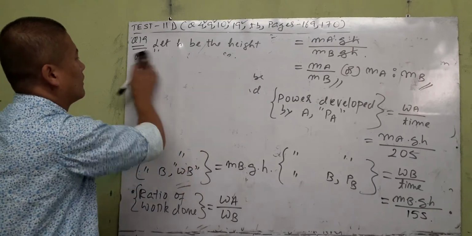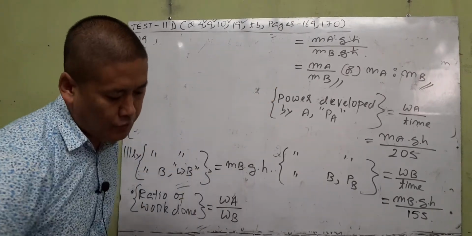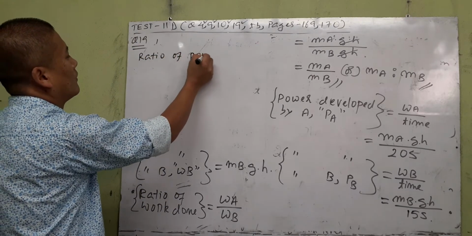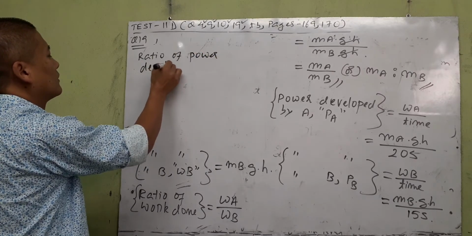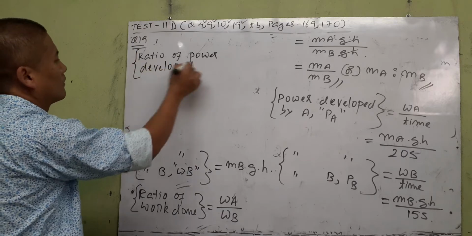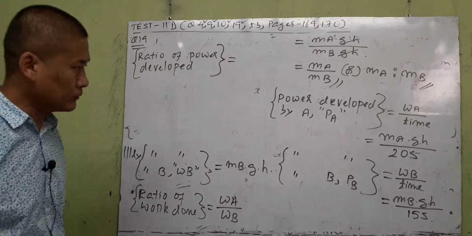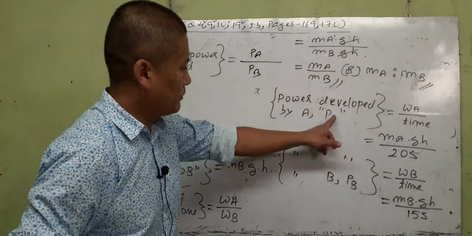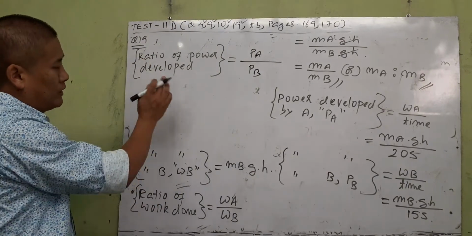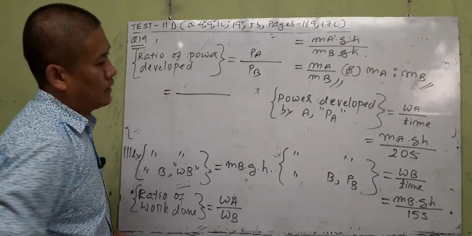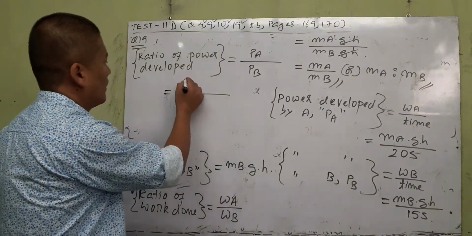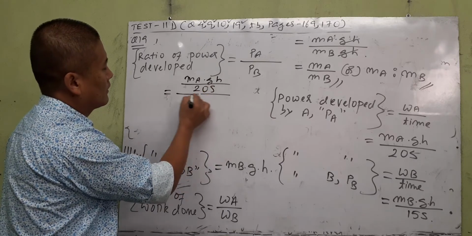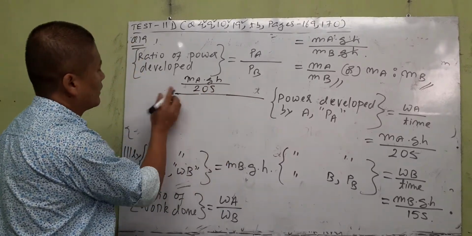So let us write down here the final answer. That is the ratio of power developed. Compare the power developed means ratio. So ratio of power developed by these two persons will be equal to power developed by A, PA, by power developed by B, PB. Dividing means ratio, and ratio means comparing also. So PA is MAGH divided by 20 seconds, and this line should be longer, and the equal sign should be there in the longer line.